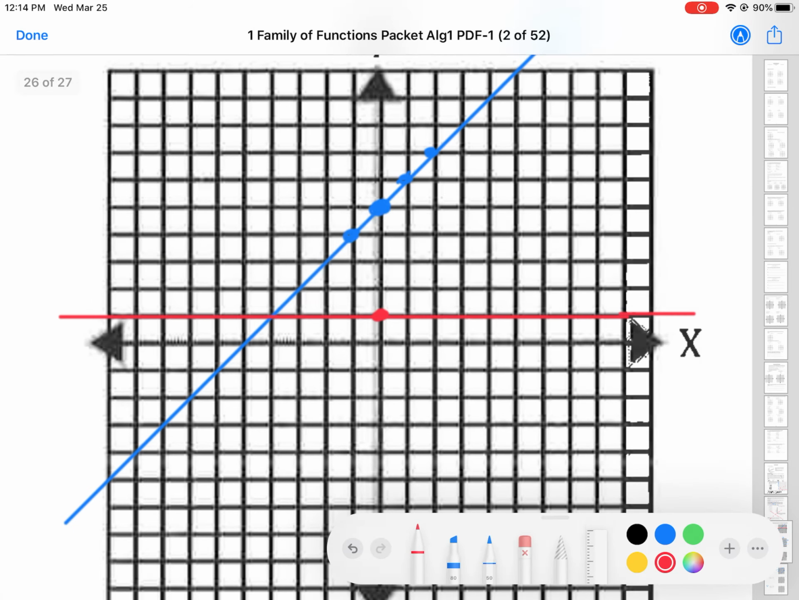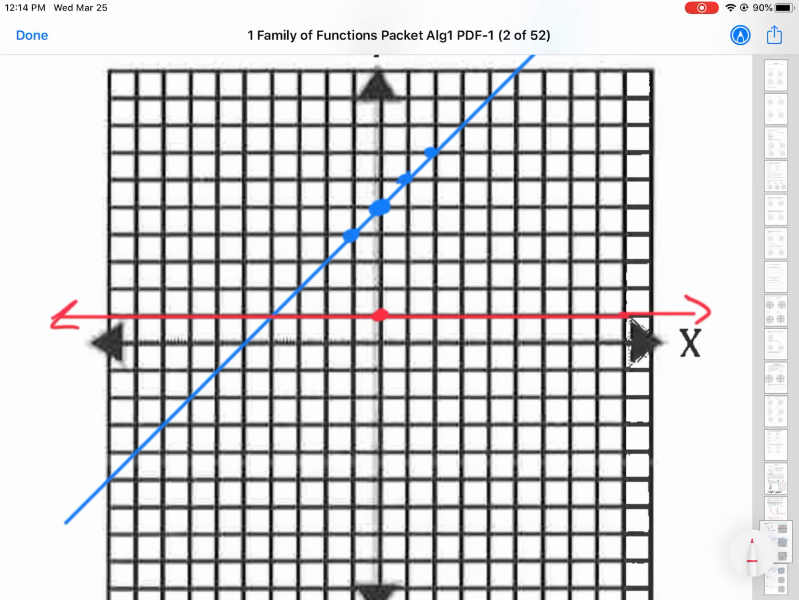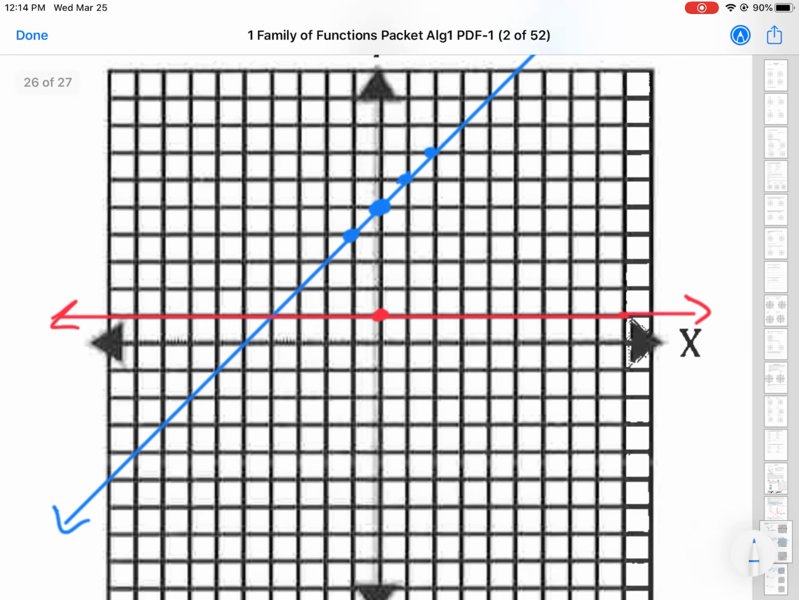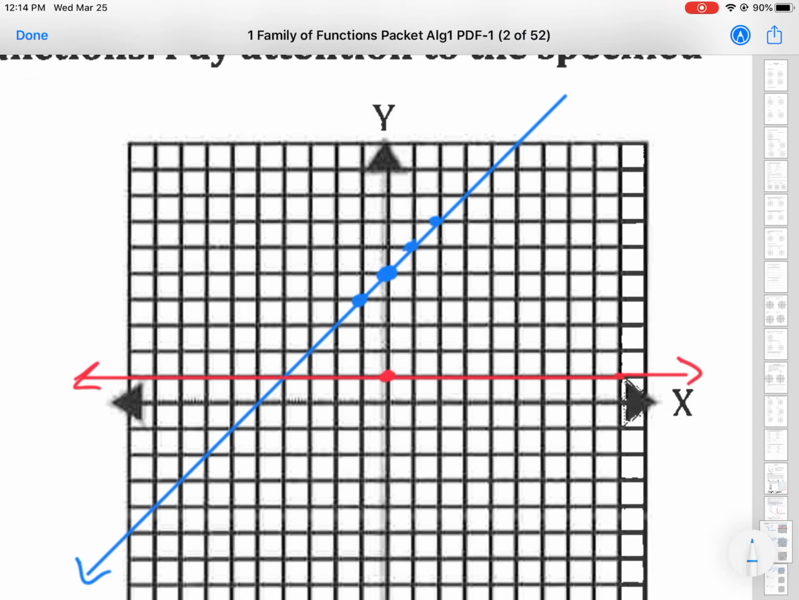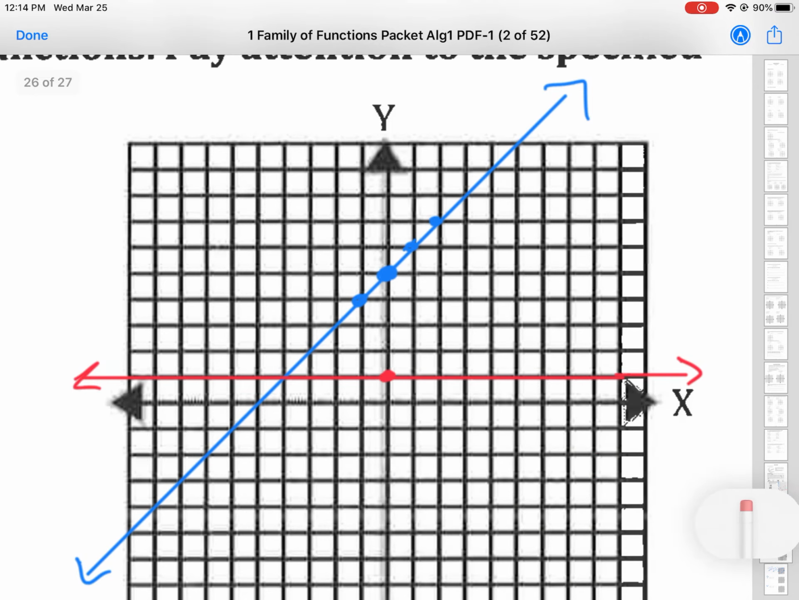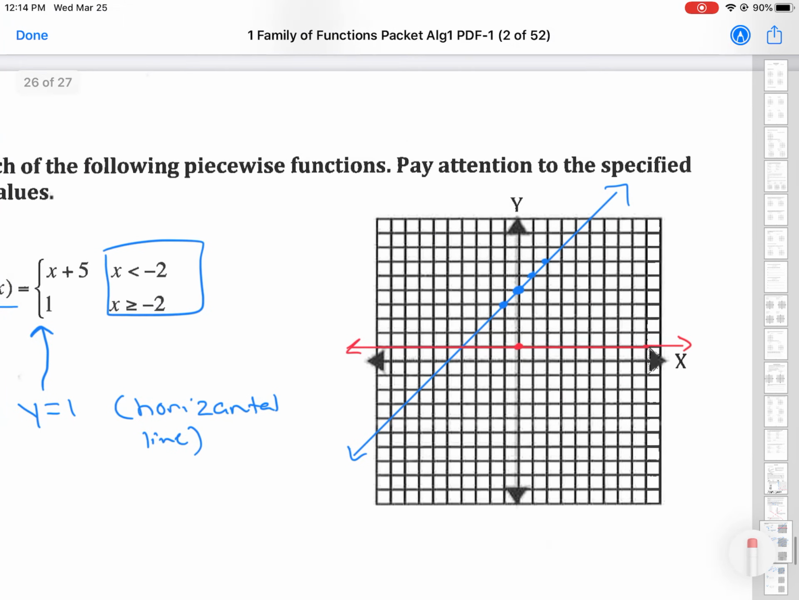All right, there we go. I'll draw my arrows on this, so I know this goes on forever in both directions. Let me also pull out my eraser now. Pixel eraser. Very good. All right, so those are my two lines.